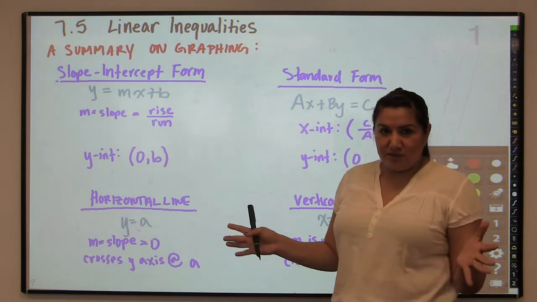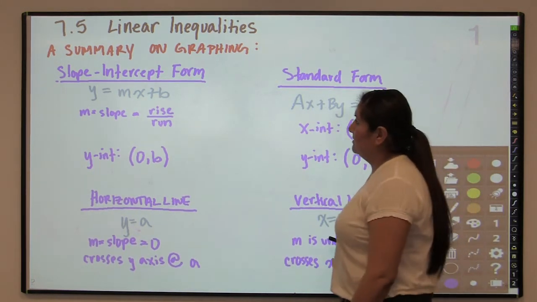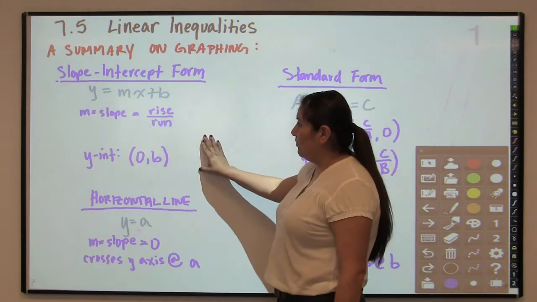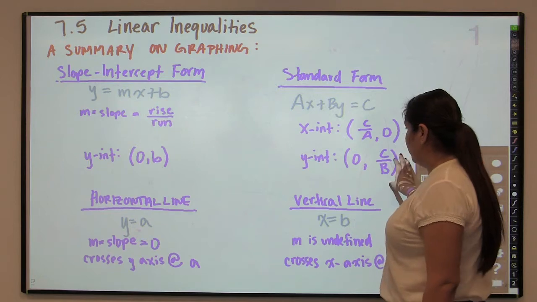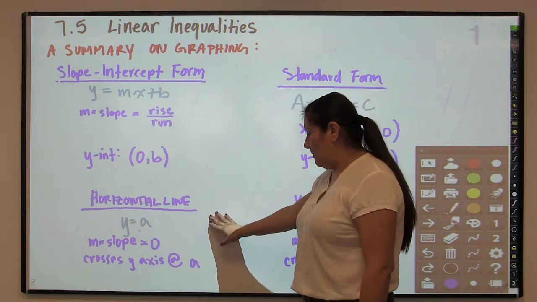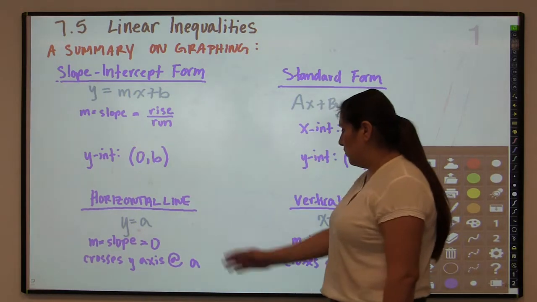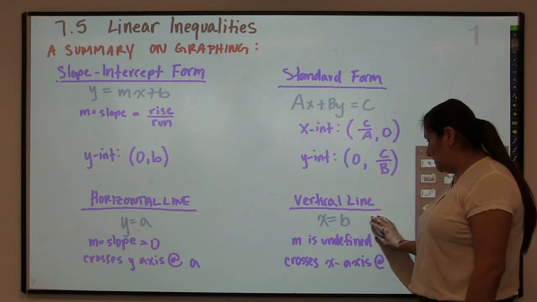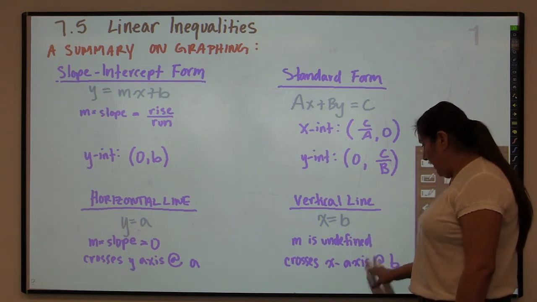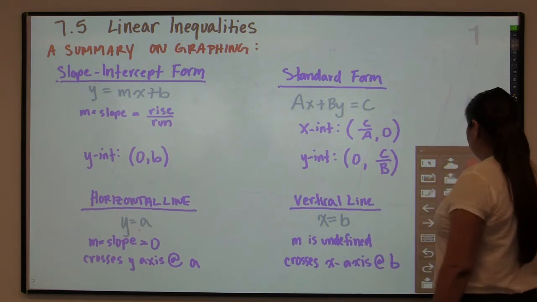You might want to pause the screen for a second and write down all this stuff. This is all stuff we've already done in the past. It's a summary on graphing: how you graph slope-intercept with the slope and the y-intercept, standard form with the height and divide, and horizontal lines. Remember that it's always y equals a number, slope is always 0, crosses the y-axis at a. And then vertical lines, the equation is always x equals some number. The slope is always undefined, and it crosses the x-axis at b. So you want to copy that down.